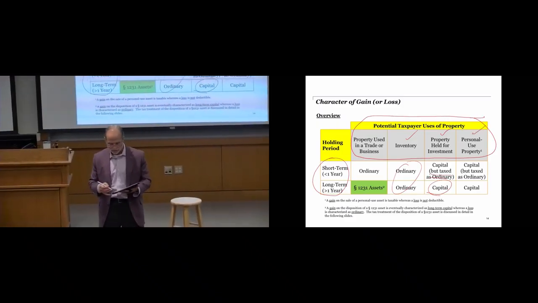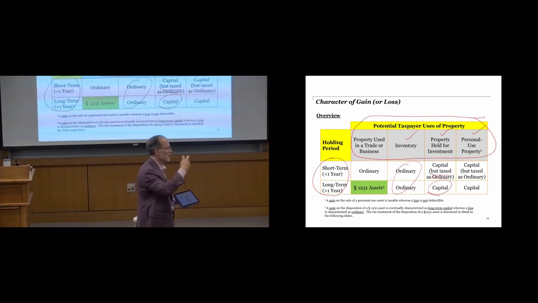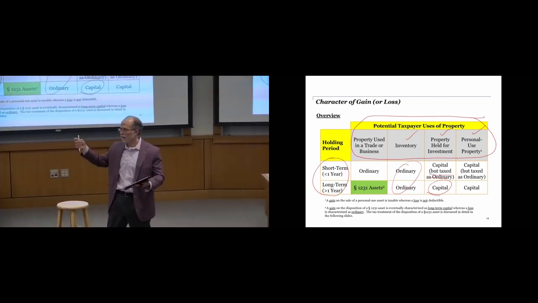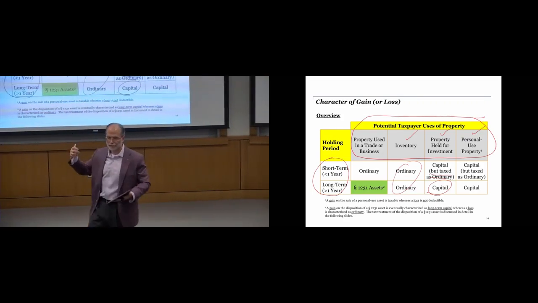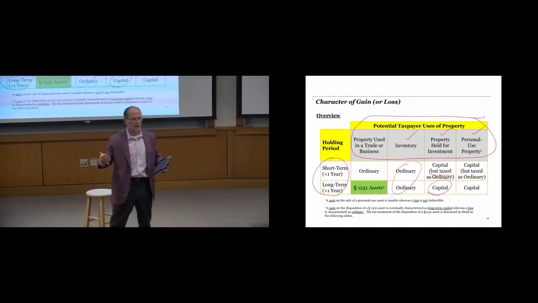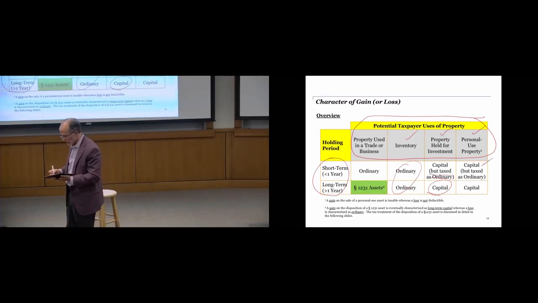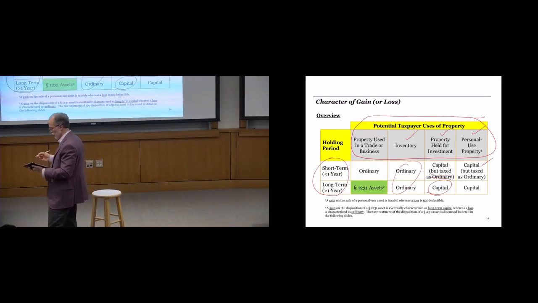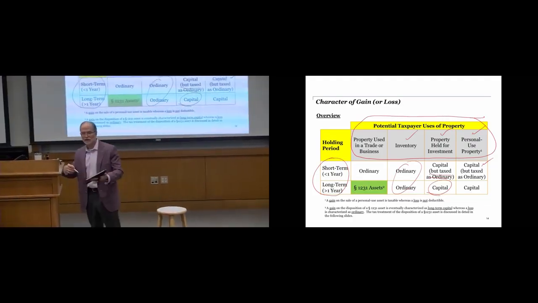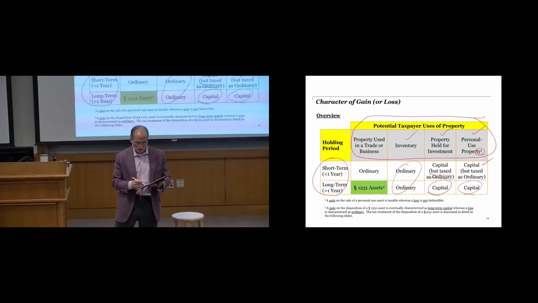Okay? And personal use property. This is stuff you're using in your personal life: your car, your home, your hobby materials, whatever. All that stuff that we have in our lives that is not used for business is held for personal use. So that is capital in nature, taxed as ordinary if you sell it within 1 year, and then capital if it's greater than 1 year. I put a footnote here, number 1.